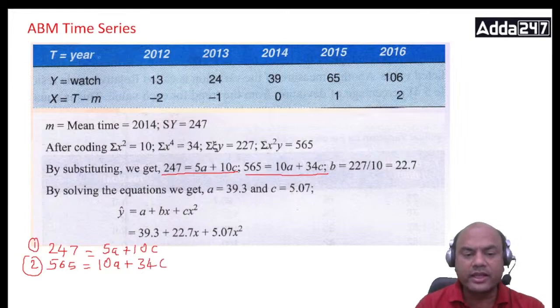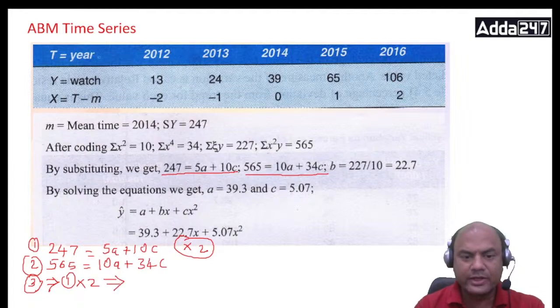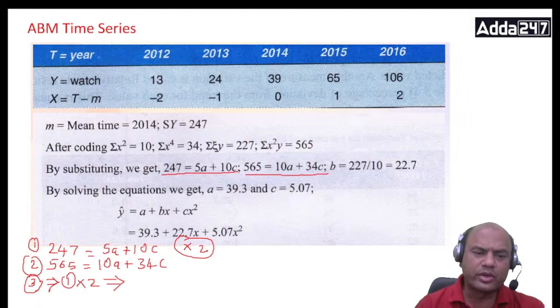We have to cancel a. So multiply equation 1 by 2. So what is equation 3 now? Equation 3 is equation 1 into 2. Okay. So what do you get now? In this, 247 into 2, whatever it is, you can solve this.